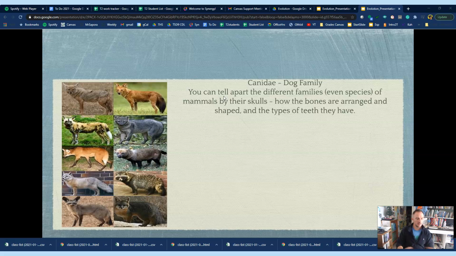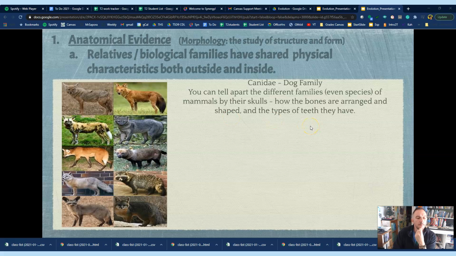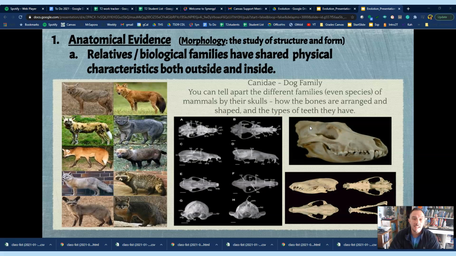Okay, enough of that. Let's start talking about the actual evidence that we have for evolution. The first line of evidence, and you guys are going to be taking notes on this, you're going to get tested on this, I got a worksheet for it, is anatomical evidence, the anatomy of things, right? We look at the physical structure and form of things to see if there's relations between them. So relatives, biological families, right?